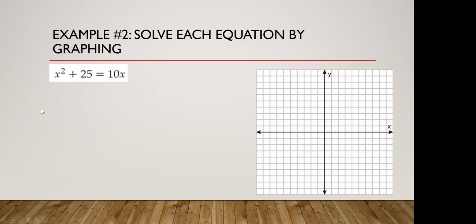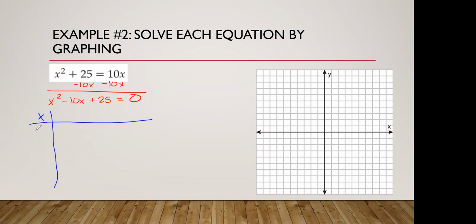Then for this graph, it says x squared plus 25 equals 10x. So first thing we want to do is write this in standard form. So I'm going to subtract 10x from both sides. So this is x squared minus 10x plus 25 equals 0. Okay, so what I'm going to do is plug in some values for x in my table here.